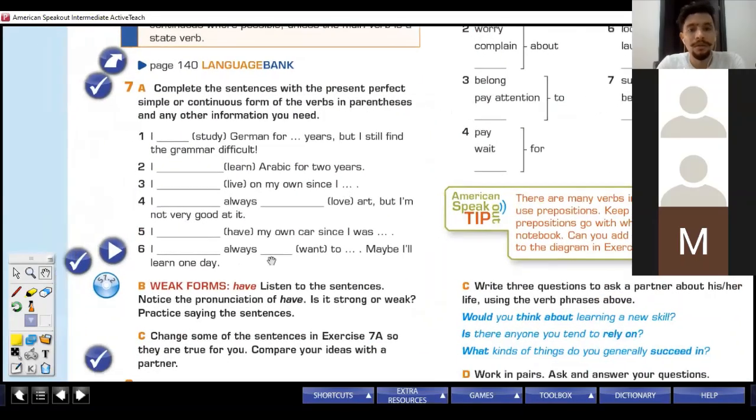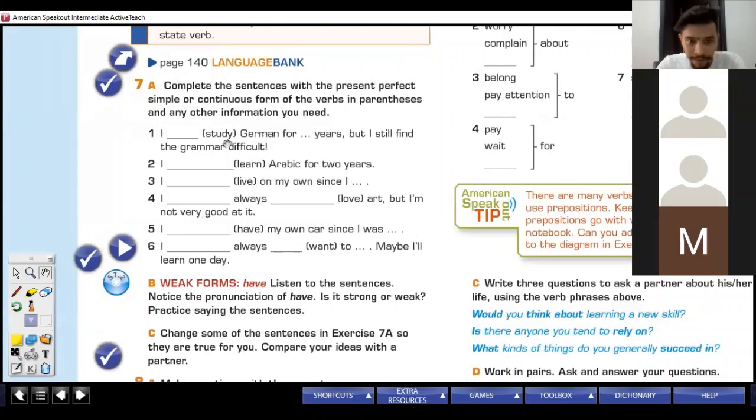So now let's go over this part right here. Take a look at what it says. Number 7, complete the sentences with the present perfect simple or continuous form of the verb in parentheses, and any other information you need. So here we have the blanks, and here we have the periods that tell you that you can add any extra information that you want. All right, so let's do it and try to complete it with the present perfect simple or the present perfect continuous. So let's start. Number 1, I have been studying German for years, but I still find the grammar difficult.